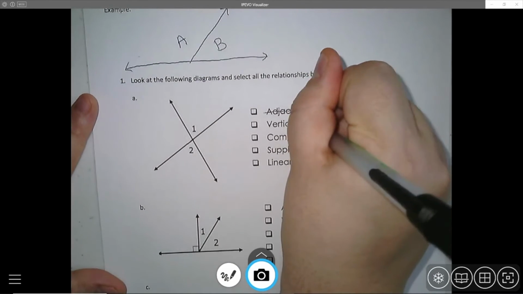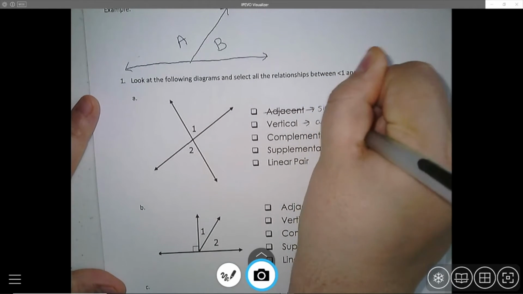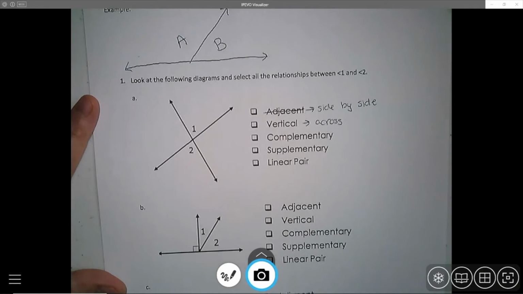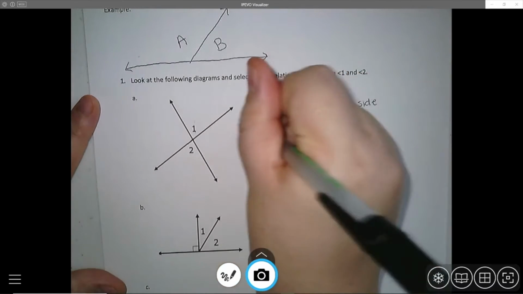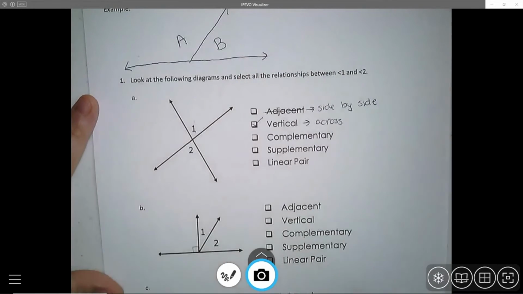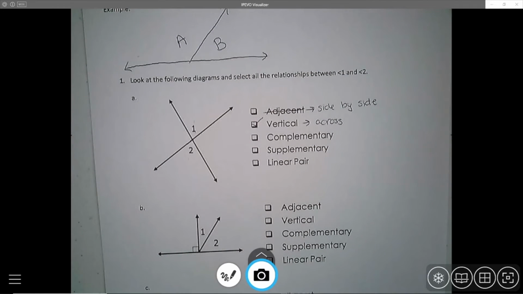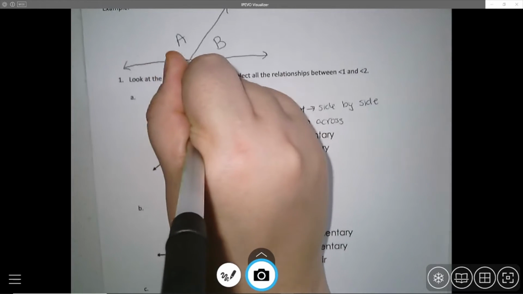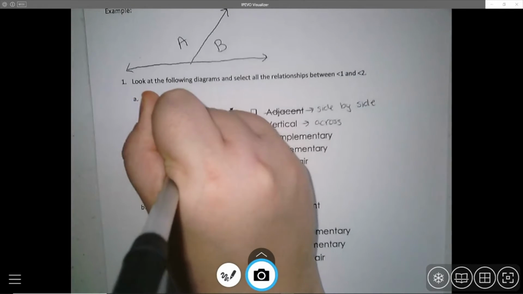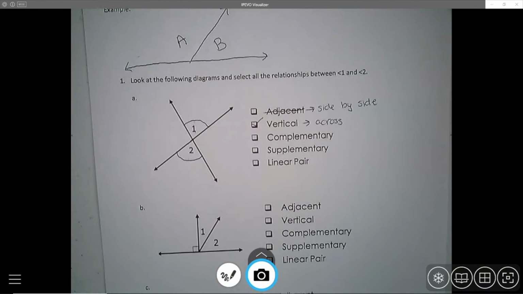Okay, vertical. Are they across from one another? And the answer is yes. 1 and 2 are across from one another. Now, something that we're going to learn here, and I can even mention it now, is that vertical angles are congruent. So if I know what one of the angles is, I know what the other angles are.